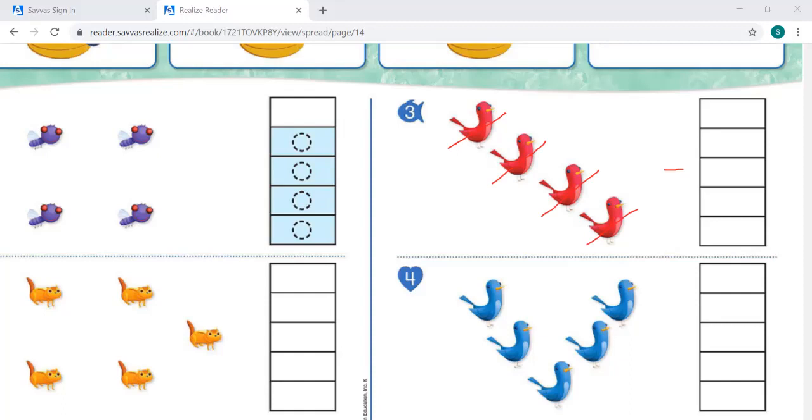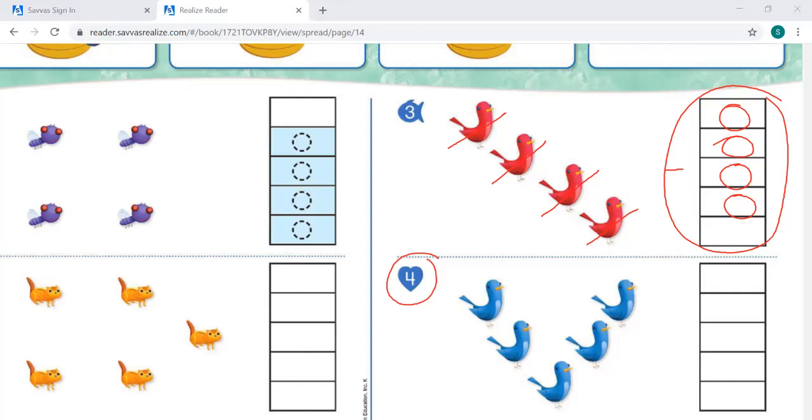4 red birds. How many counters am I going to draw here? Remember, each counter represents 1 bird. So if we counted 4, we are going to draw how many? 1, 2, 3, 4. All right, let's look at our last problem. How many bluebirds do you see?